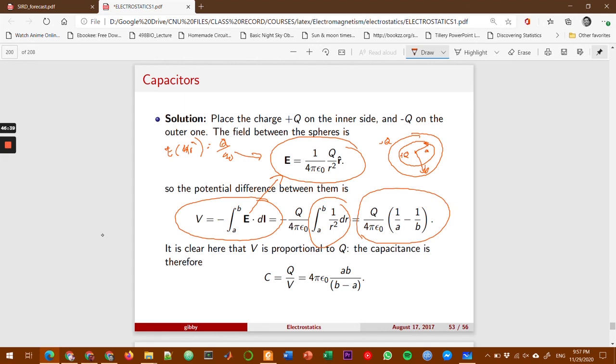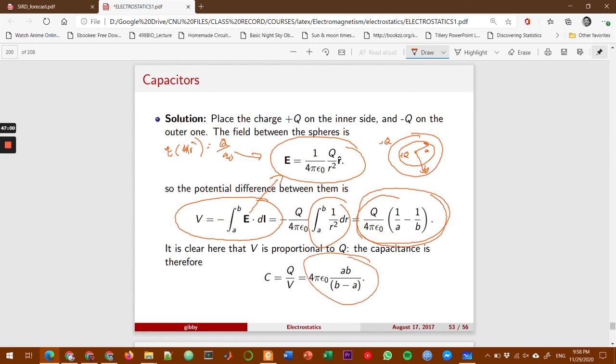So 1 over A minus 1 over B. So it is clear here that V is proportional to Q. So the capacitance is Q, you just have to divide Q over V. So this is V, right? Imo siya ibutang sa ubos, you get this form.